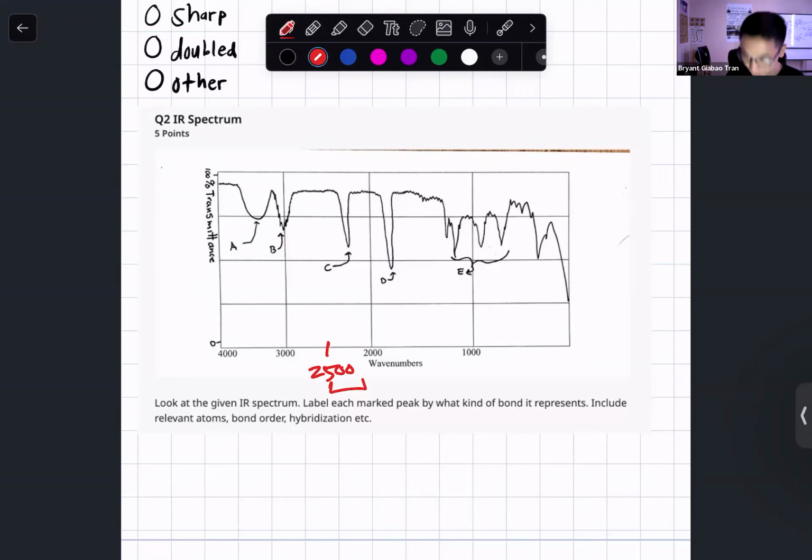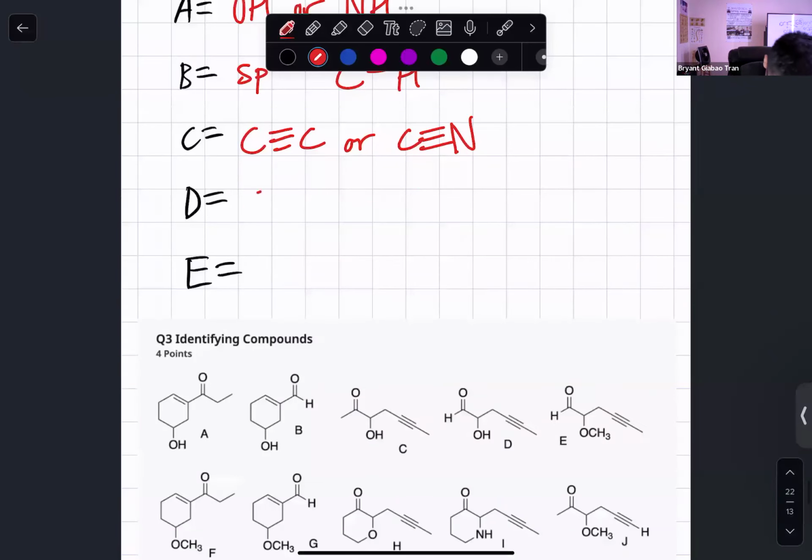What would be D? Carbonyl. That's right. Carbonyl, right? Because that's very close to 2000. So that's going to be 1700. This is 1500 right here in the middle, in between. So that would be C double bond O.